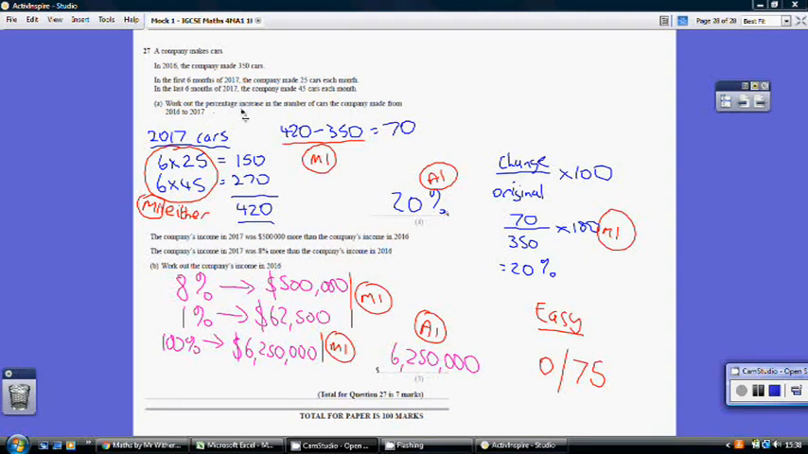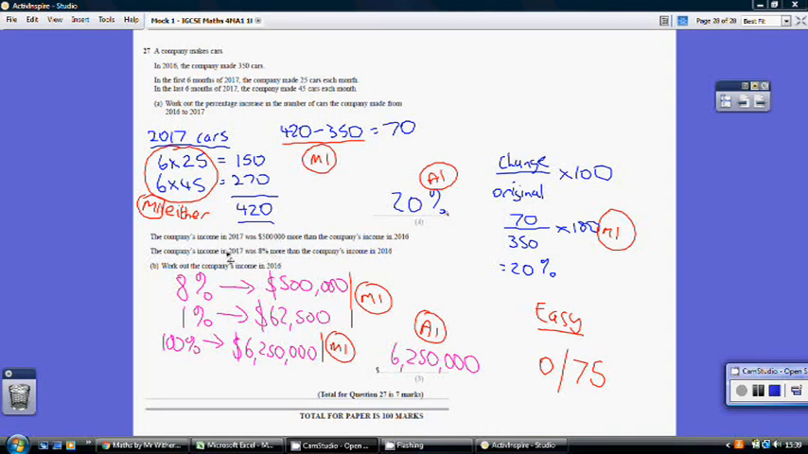Now we're being asked to work out the percentage increase going from the 350 in 2016 up to what we've just worked out, the 420 in 2017. Now to work out a percentage increase, you take the change, so the increase in this question, divide it by the original amount and times it by 100. So how many more cars is it producing in 2017? Well, 420 take away the 350 is 70. So 70 more cars divided by the original amount of 350 times 100 to turn it into percent, and that's 20%.